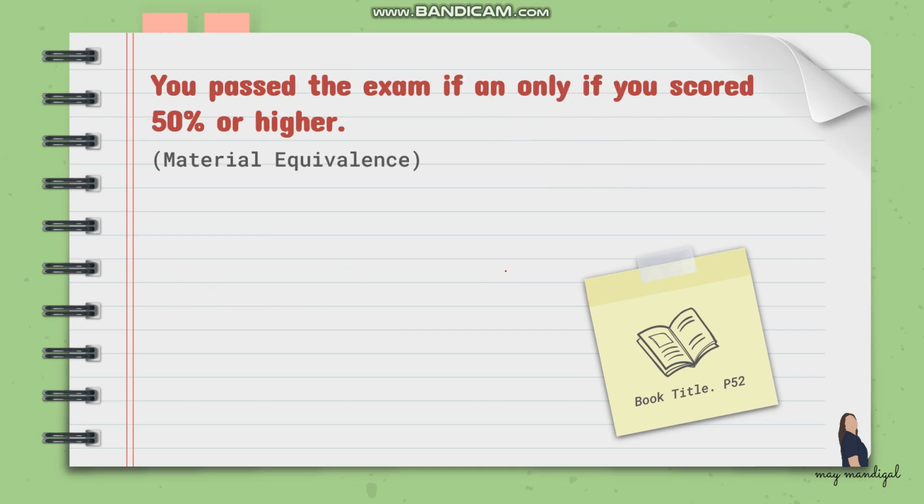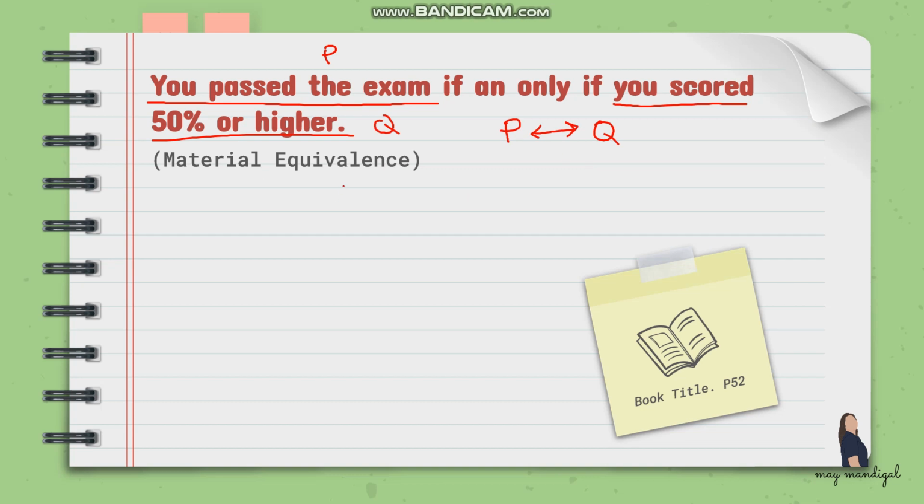And then for our last example: you pass the exam if and only if you scored 50% or higher. Our P here is, you pass the exam. That's the first proposition. Next we have, you scored 50% or higher. That is our second proposition. Since we have if and only if as the connective, this is a biconditional.